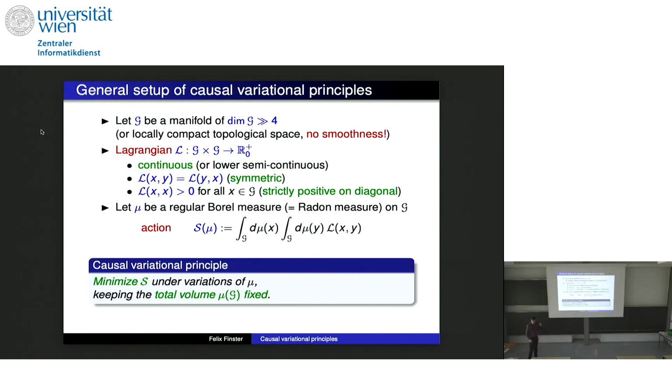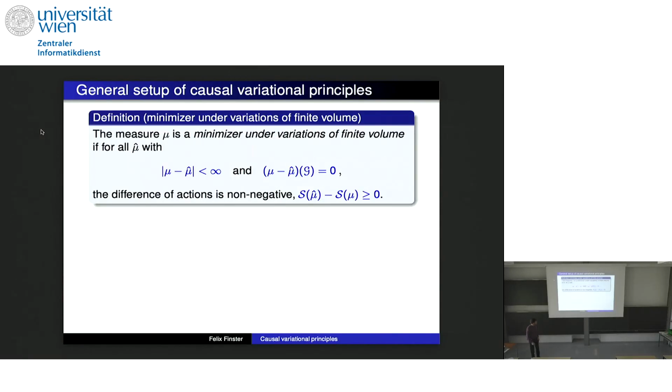Okay, now suppose you consider a measure of finite total volume, say probability measures, then it's clear what it means to keep the total volume fixed. However, we are mainly concerned with the case where the total volume is infinite, and therefore the question is how to keep the total volume fixed if the total volume is infinite. And the way this works is as follows. So this is a definition. What is a minimizer under variations of finite volume?